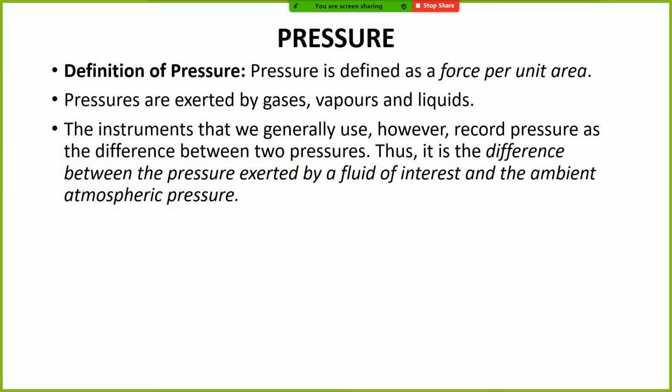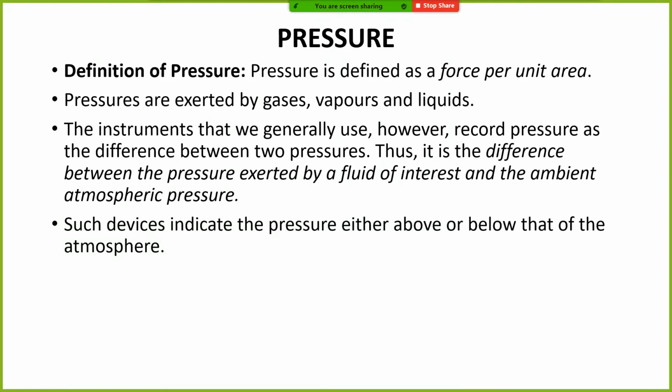It means every pressure gauge shows the difference between the actual pressure and the atmospheric pressure. It gives the difference between the pressure of interest and the atmospheric pressure. Pressure of interest means the substance for which we are measuring the pressure. Such devices indicate the pressure either above or below that of the atmosphere.